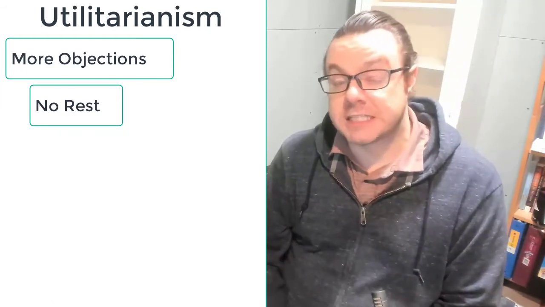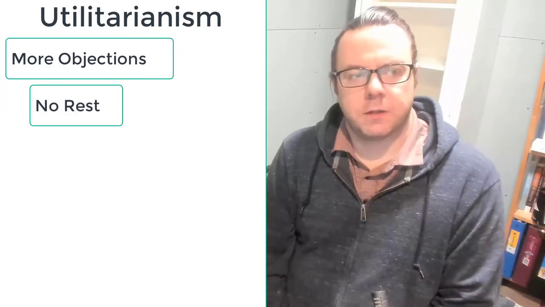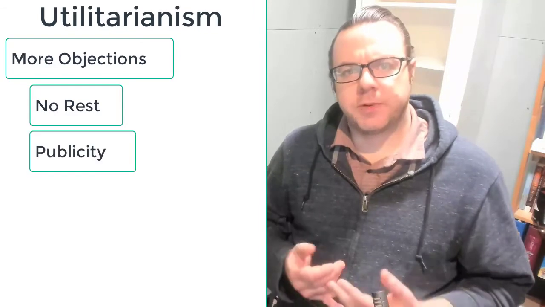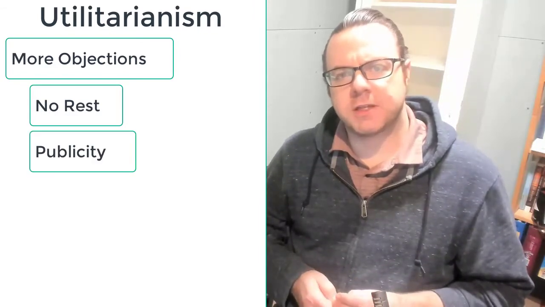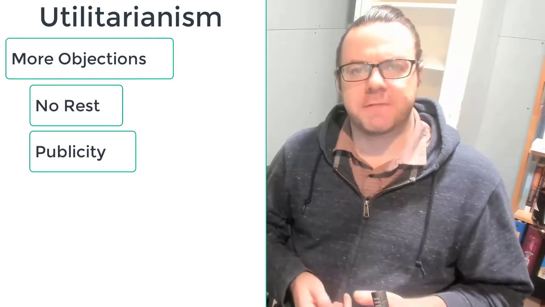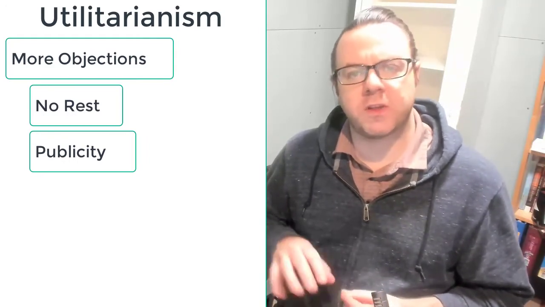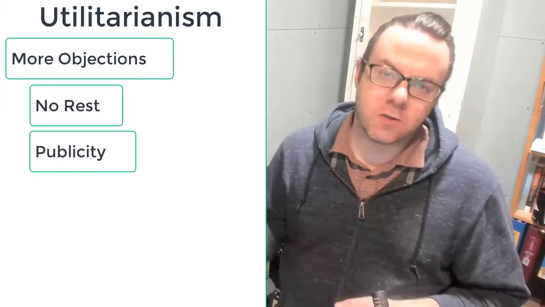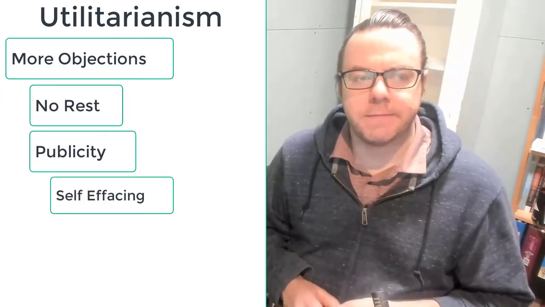Another kind of philosophical objection to utilitarianism is what some have called the publicity objection. The publicity objection is an argument that utilitarianism is what philosophers call self-effacing, or it goes against itself in a certain way. It doesn't contradict itself, but it goes against itself in the following way.